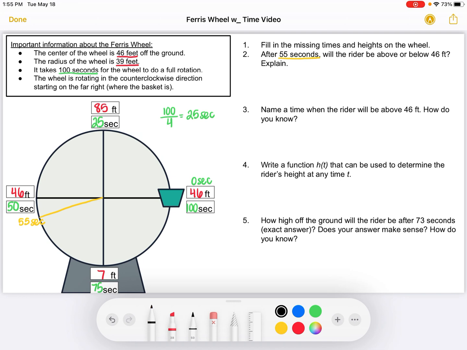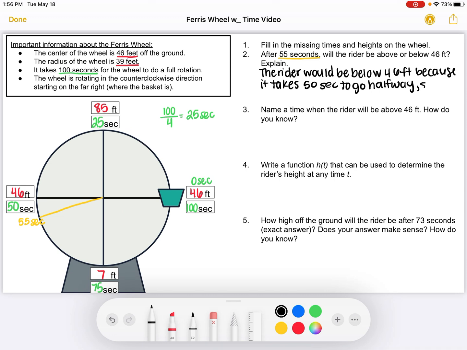So the rider would be below 46 feet because it takes 50 seconds to go halfway. So 55 seconds is a little past halfway.